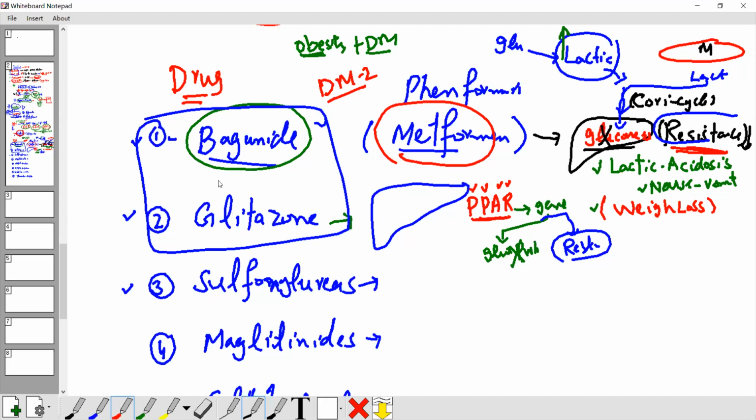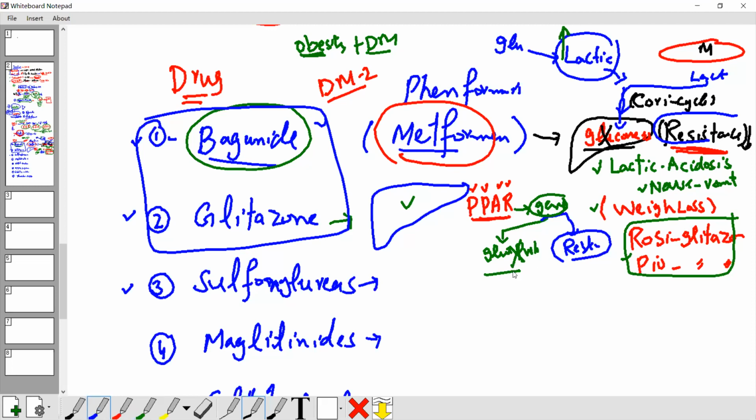In this group we have two medications: rosiglitazone and pioglitazone. And how do these drugs work? They change the genetic machinery. They work inside the liver. They block the production of new glucose, they inhibit gluconeogenesis, and they also help to decrease the resistance.